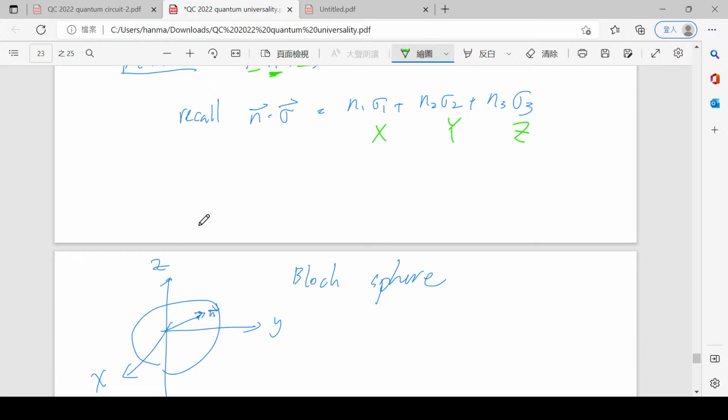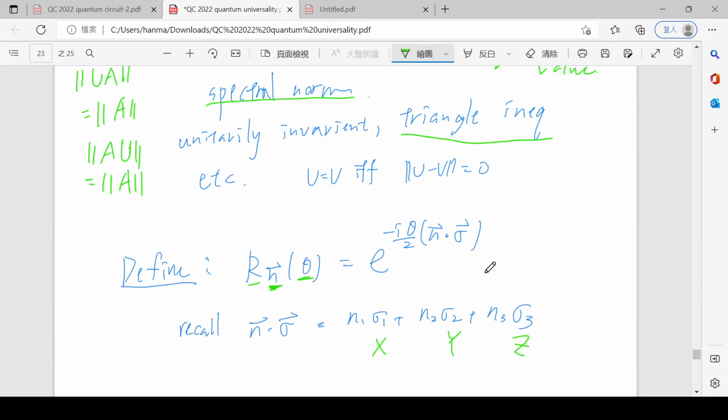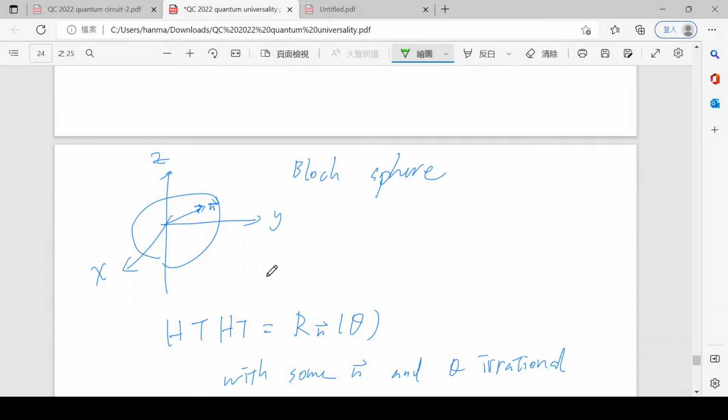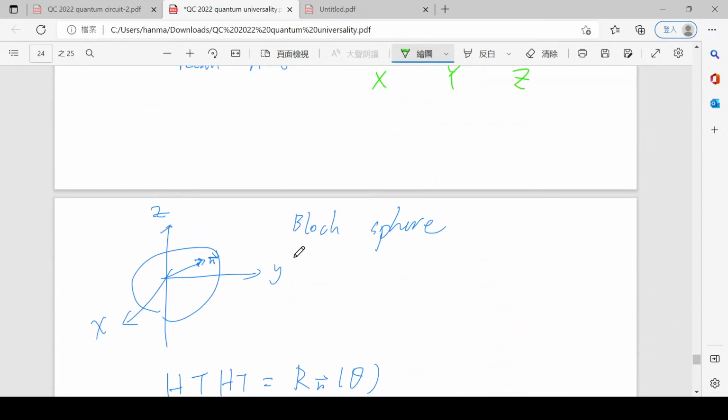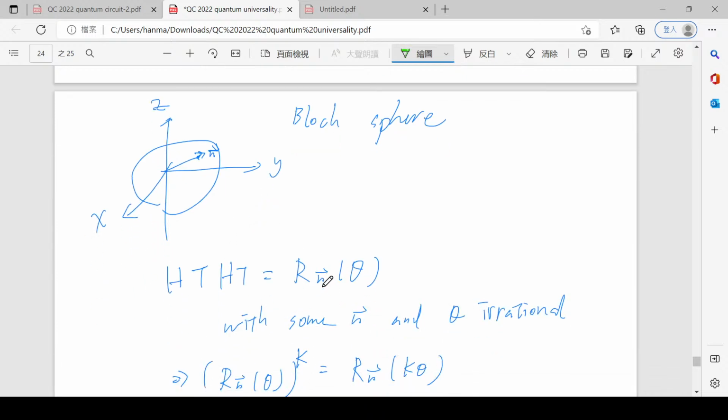Okay, so let's have this mental picture of rotation on the Bloch sphere. And now we think about what kind of rotation we can get by piecing together all the Hadamard and the T. The first thing we will do is this sequence: T, then Hadamard, then T, then Hadamard. And it will be some rotation, some direction, and some angle.